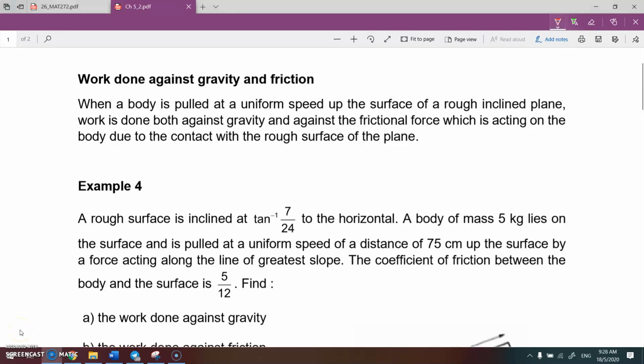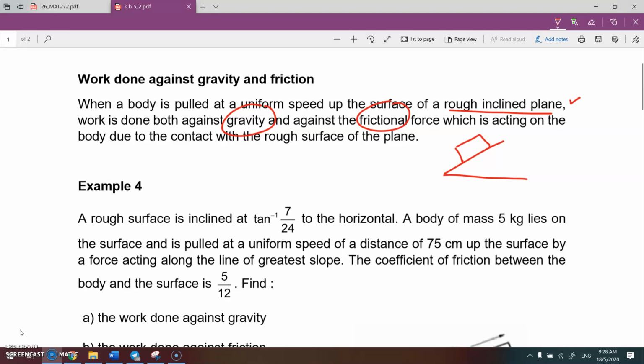Okay, let's say we're going to find the work done if the object is on a rough inclined plane. So we have an inclined plane and there we have a rough surface. Let's say the object is here. The object is pulled at a uniform speed up the surface of a rough inclined plane, which is done against gravity and against the frictional force.